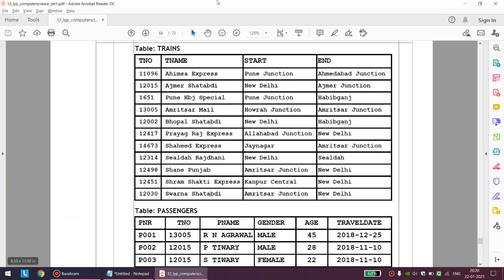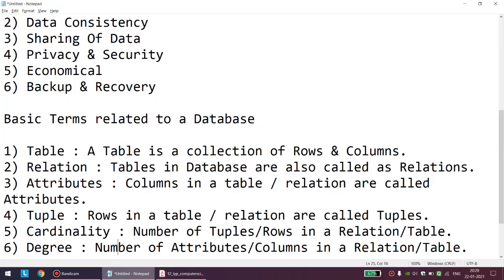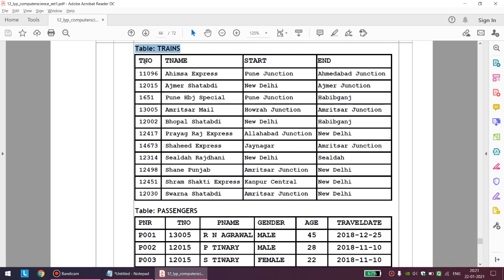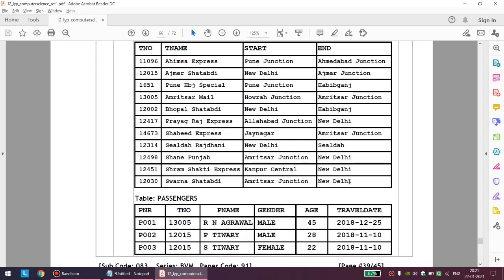Number of rows, I hope you understand, tuples in a relation or a table is called cardinality. So if I say, students, please give me the cardinality of this table, you will say, sir, there are 11 rows, so cardinality will be 11. Similarly, we have degree. Degree is what? Number of attributes or columns. So students, if I tell you, give me the degree of this table, you will quickly say, sir, there are 4 columns, so degree will be 4.